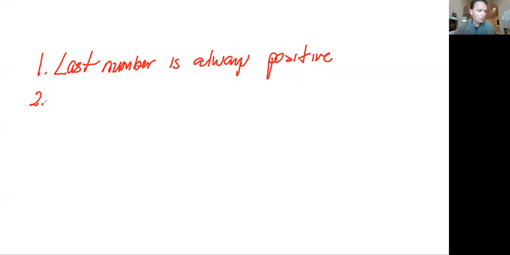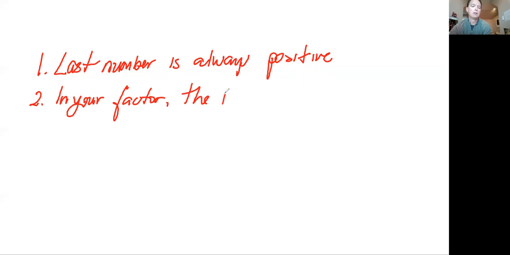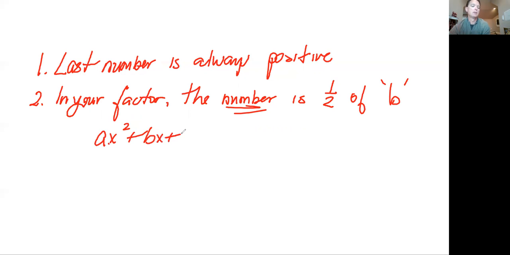And in your factor, there's only one factor now because we're squaring it. The number is half of b. Remember this, ax squared plus bx plus c. So b is this number right here, the number in front of x. Not x squared, just x.